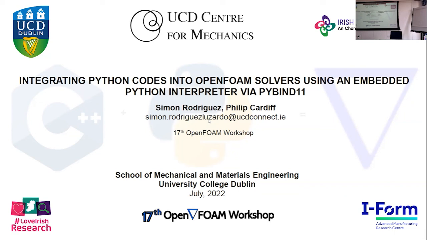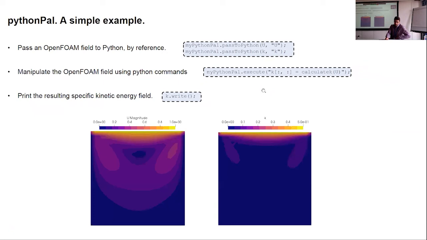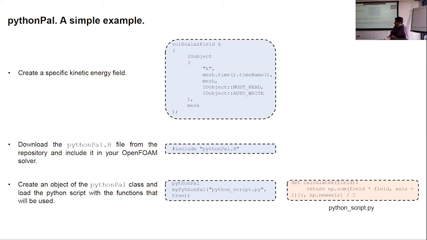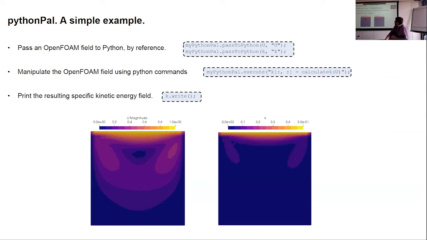Can you help me here? Not working because I opened the chat. Yeah. Here we are defining the K field, and after that it will exist. So when I executed this command over here, pass to Python K K, I'm saying that whatever happens in one of the Ks, either the OpenFOAM or the Python one, will be happening to the other one, without extra computations, because they are sharing the underlying data.